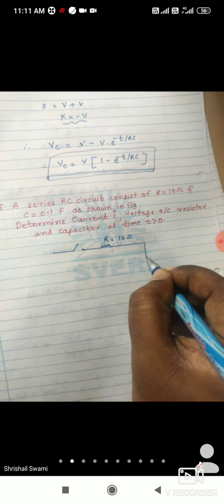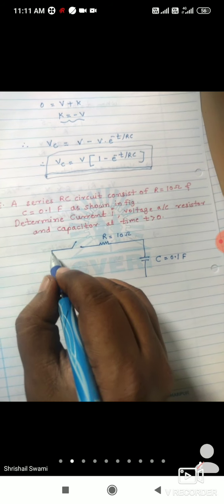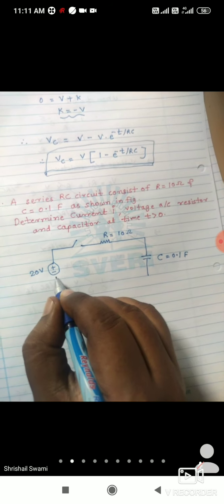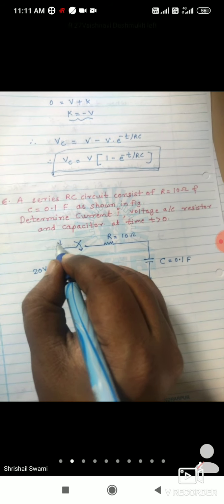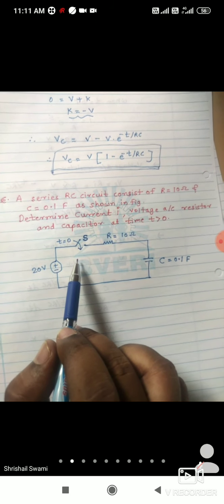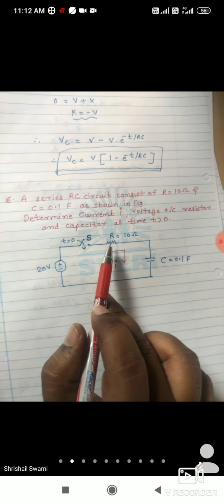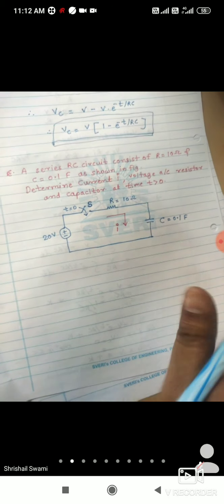This is the resistor R given as 10 ohm, and here the capacitor is connected, given as 0.1 farad, and here the supply voltage is given and that value will be 20 volt. A 20 volt DC supply is connected and this switch will get closed at time t equal to 0. So you have to find out the current I passing through this, as well as the voltage across R and the voltage across capacitor C. So we can start to solve this problem.